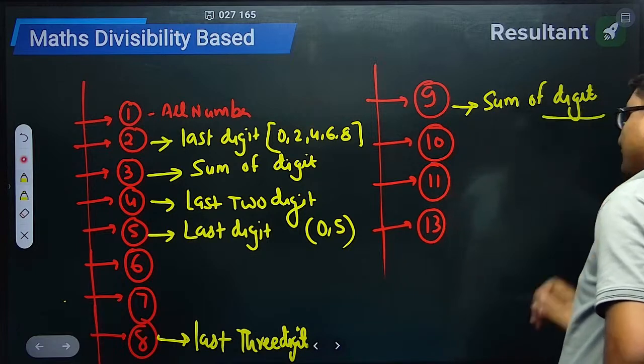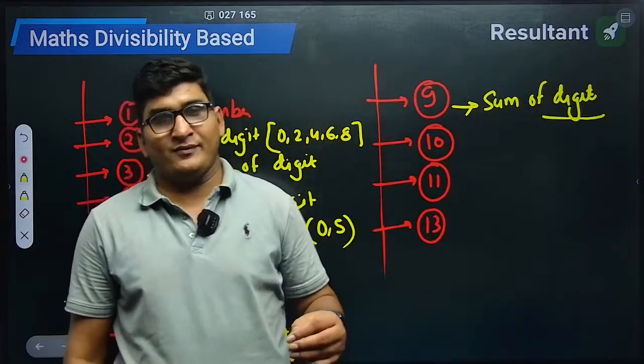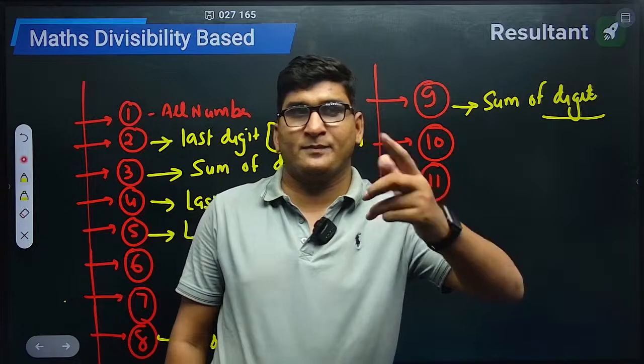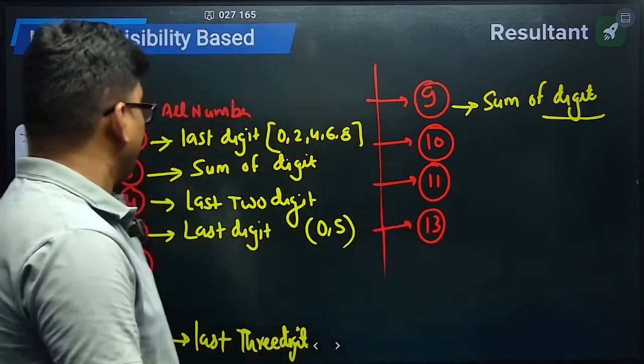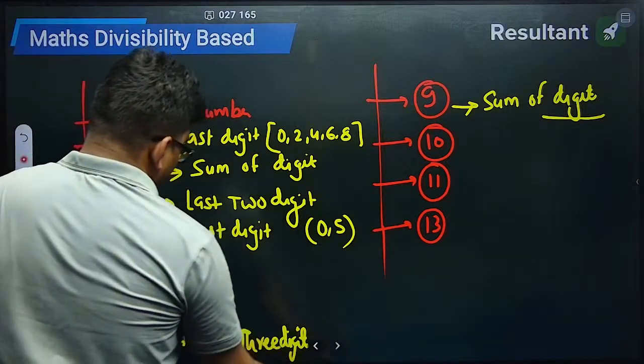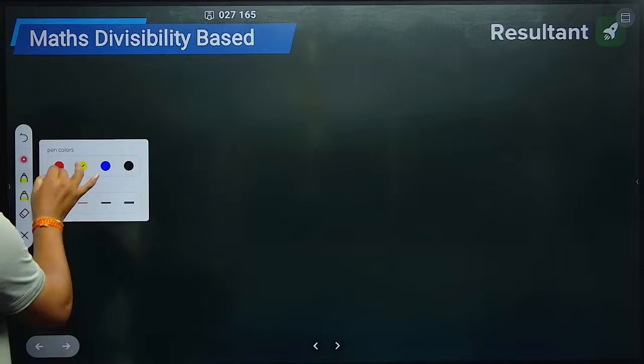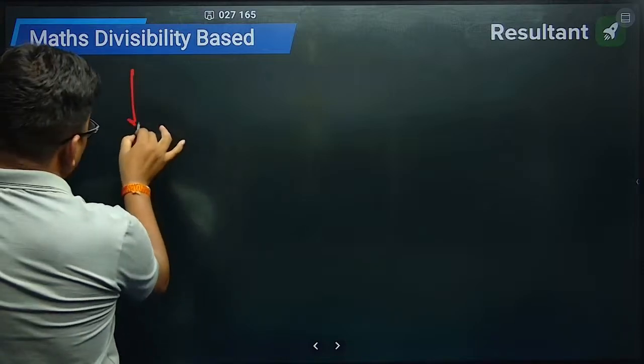Okay. So now we will discuss divisibility that depends on co-prime numbers. That is the concept. So now come to the next slide and we will discuss divisibility of two co-prime numbers, or multiplication of two co-prime numbers.